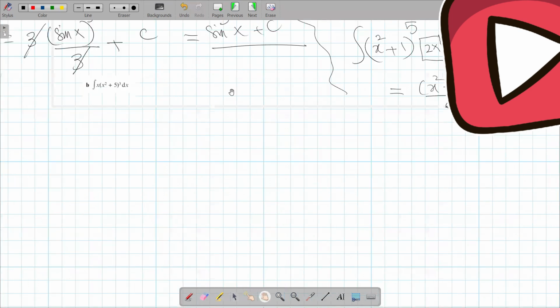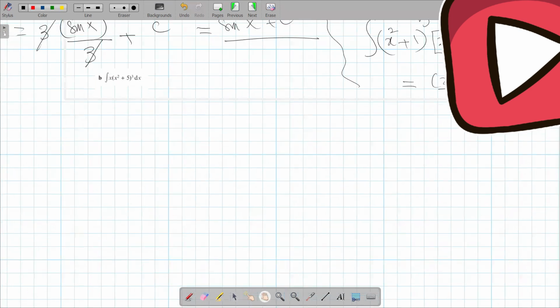No worries. So this is easy, I think. You see, the presence of the derivative is important. If you see the derivative is inside, what is the derivative of the function inside the exponent? It is 2x.